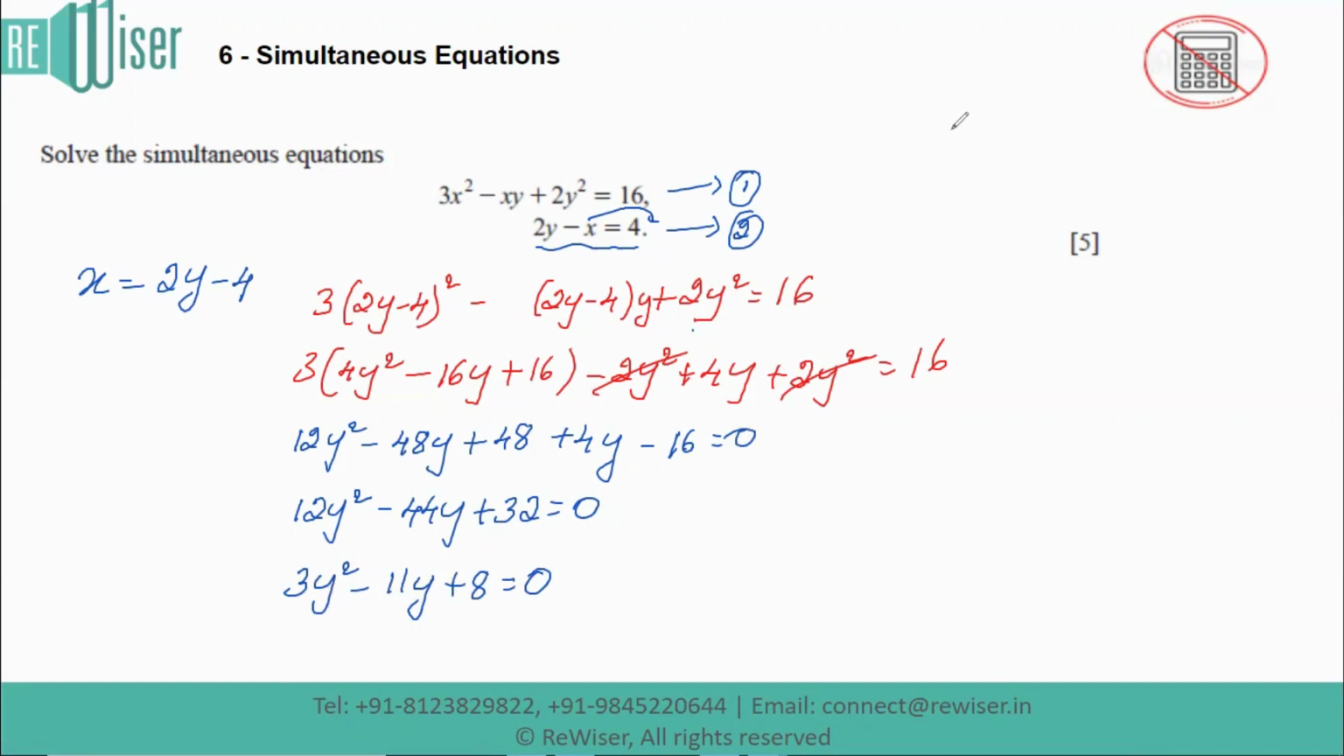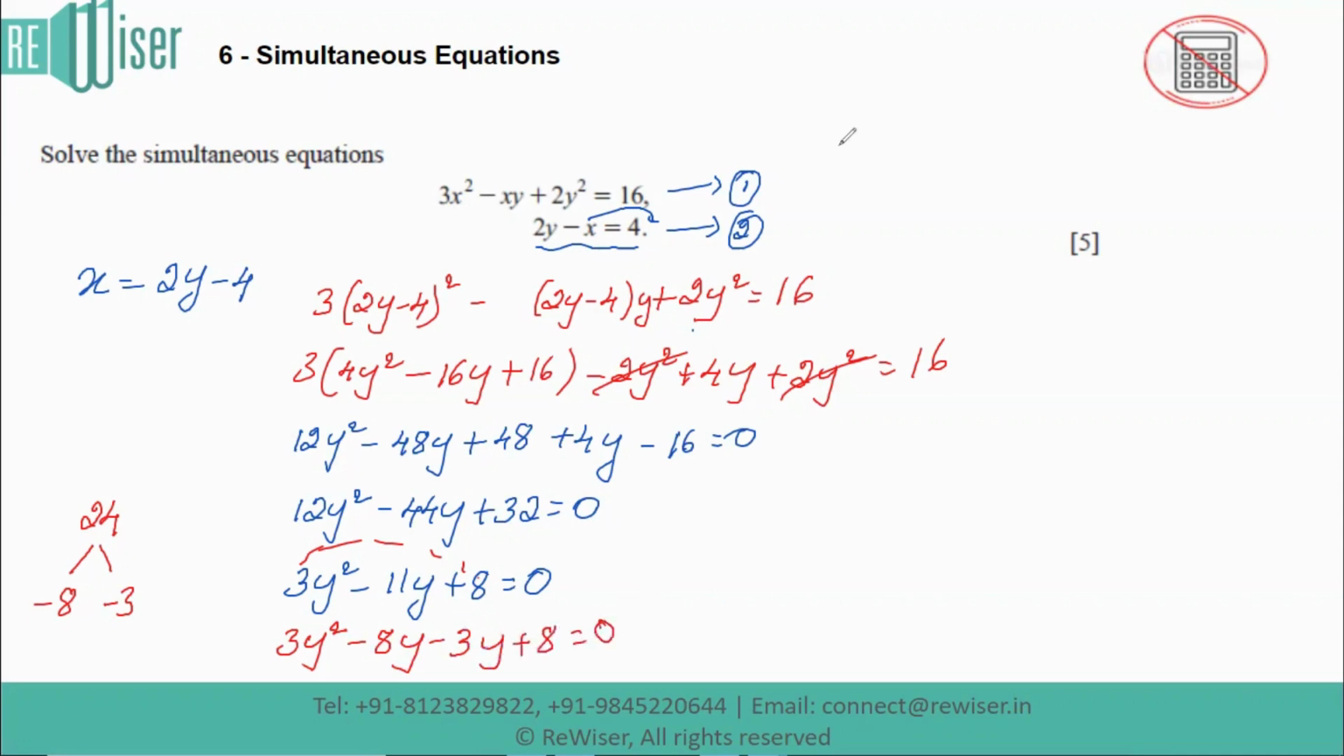And from here, we need to think about splitting the middle term and factorizing it to get the value of y. In order to do that, I need to multiply the first and the last term, which is 3 times 8, 24. And we need to find the factors of 24. It has to be minus 8 and minus 3, such that when I multiply these two terms, I'll get positive 24, and when you add them, we will get negative 11. So I'm going to split my middle term as 3y square minus 8y and minus 3y plus 8 equals 0.